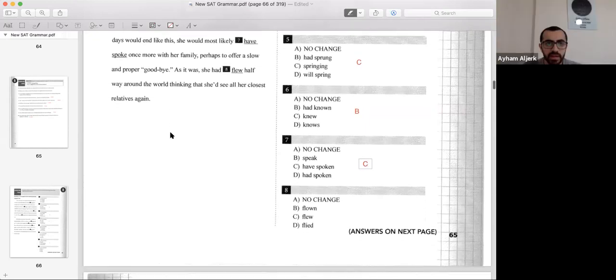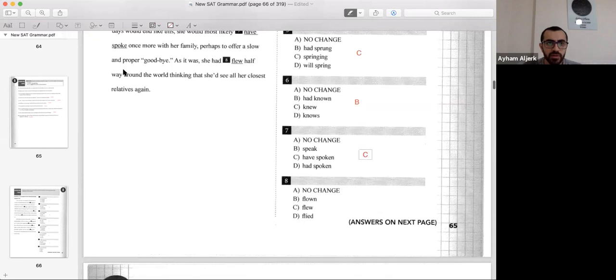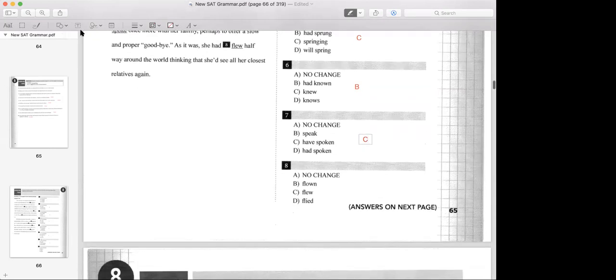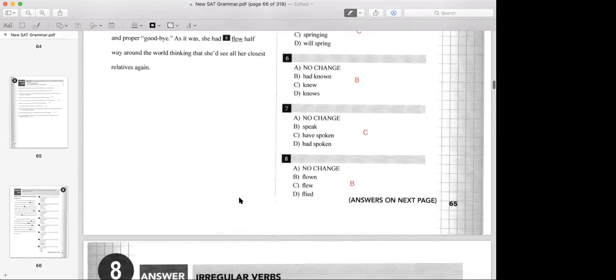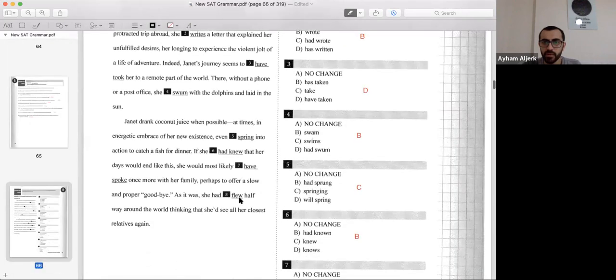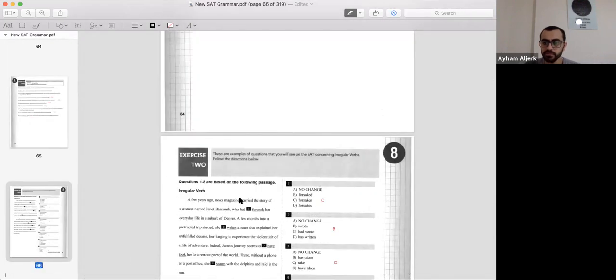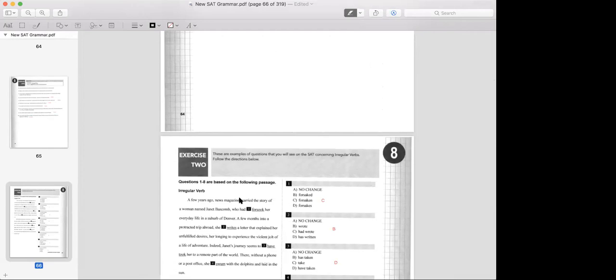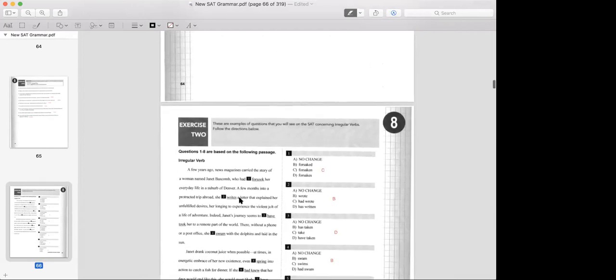Let's take a look at 8. "Perhaps to offer a slow and proper goodbye. As it was, she had flew halfway." Again, flew is the second form. What's the third form? Flown. Number B. Exactly. Flown. Okay. So that's it, guys, for irregular verbs. Any problem? Any question? It's clear. Okay, cool. Thank you.